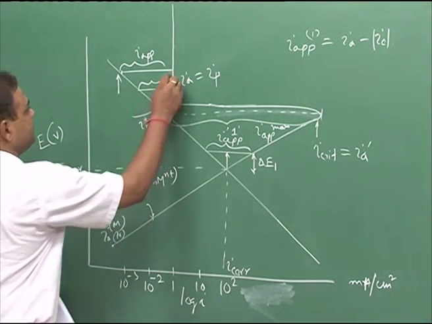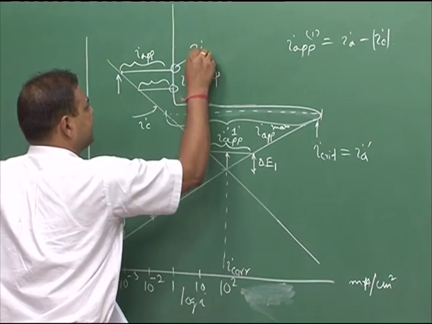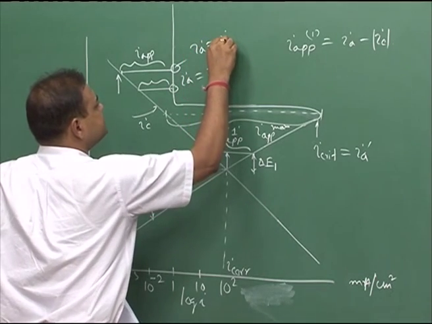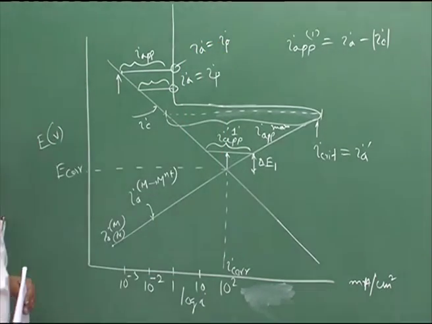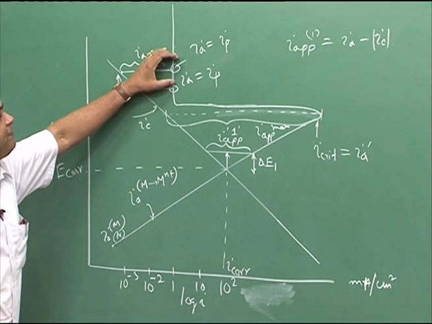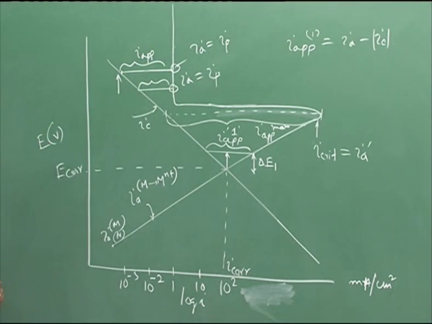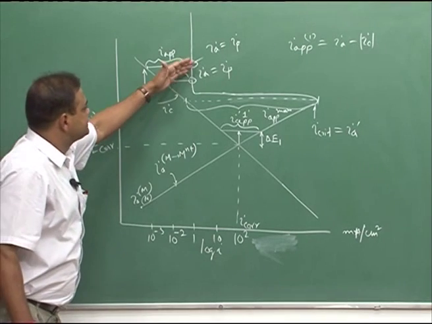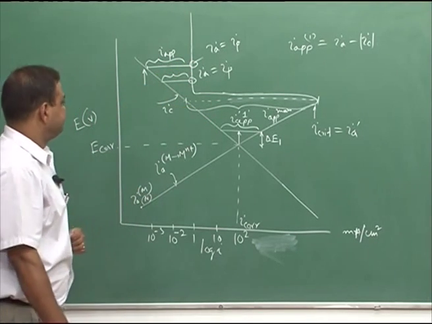So, I reach here, but my IA does not change, still IA is equal to IP, but it reaches a very passive region, a very, very stable passive region. So, I do not have any problem of getting the system into the active region.